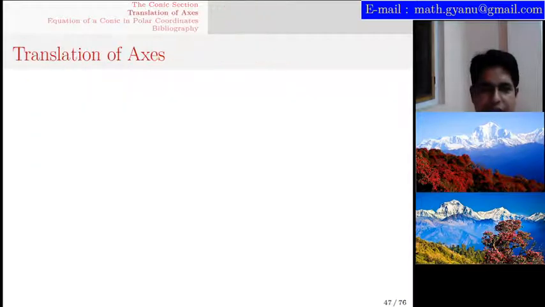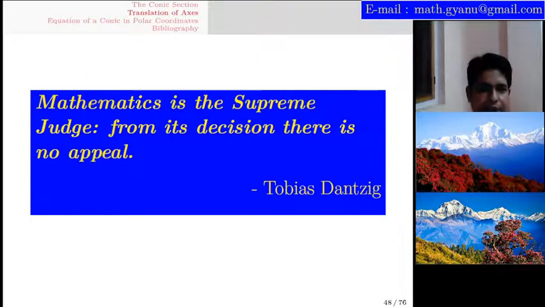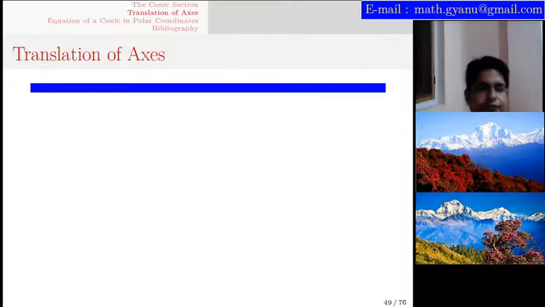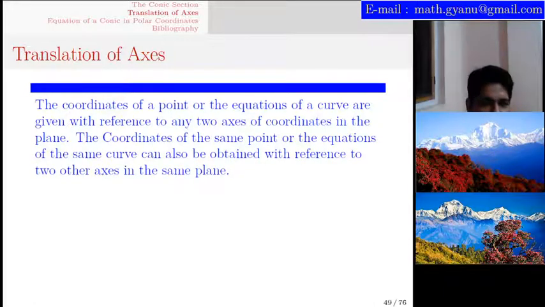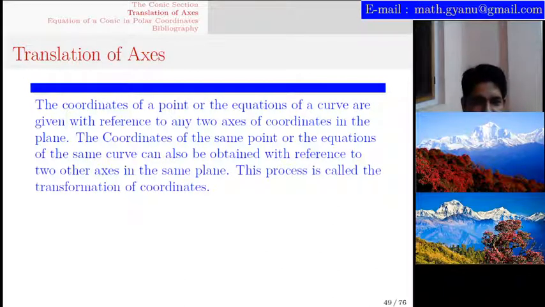Now we turn to another section, translation of axes. The coordinates of a point or the equation of a curve are given with reference to any two axes of coordinates in the plane. The coordinates of the same point or the equation of the same curve can also be obtained with reference to two other axes in the same plane. This process is called the transformation of coordinates.